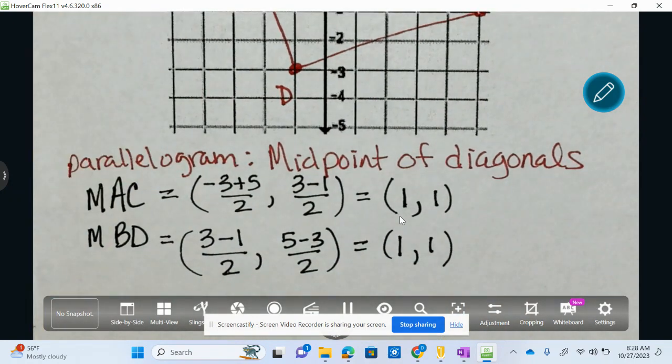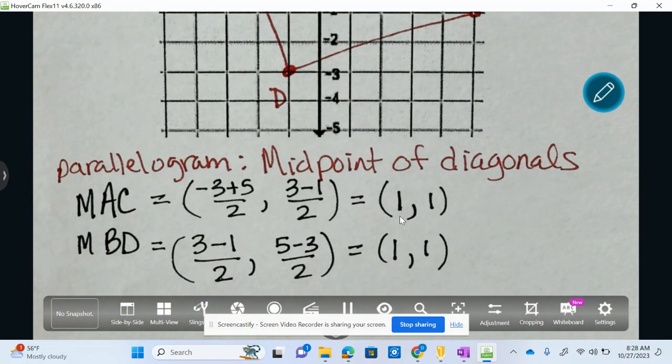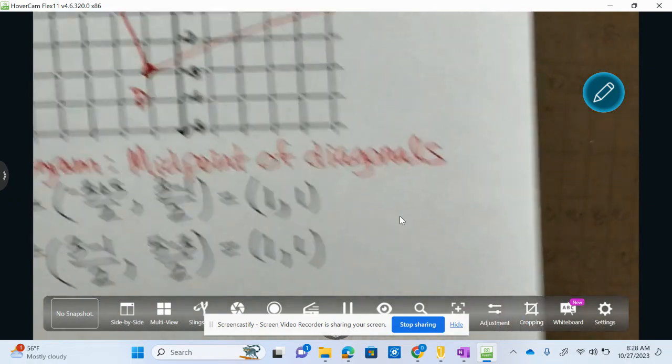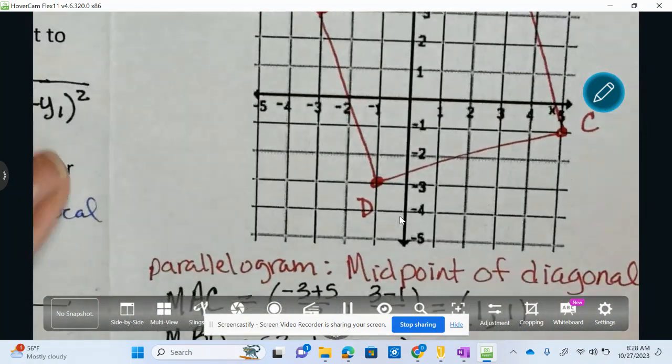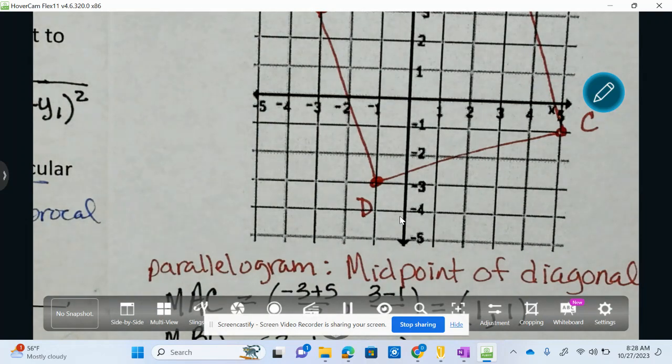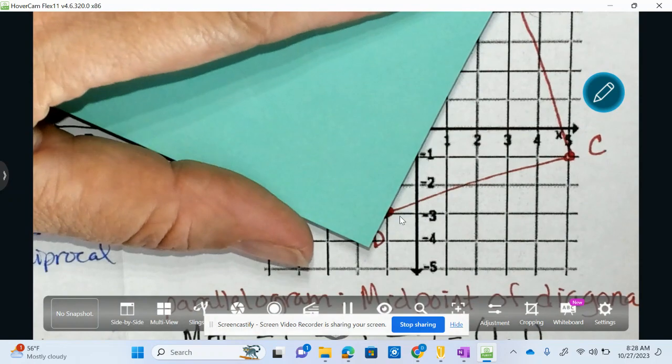Okay. So I'm going to stop right here and go back up to my quadrilateral and draw in the diagonals and make sure that they bisect or meet at 1, 1. I need a little straight edge, so I'm going to use my little Post-it notes here.